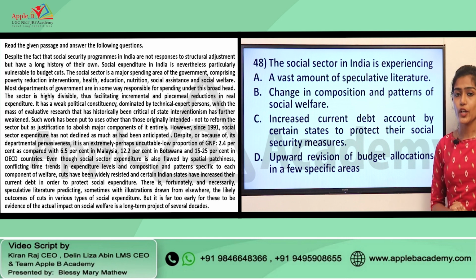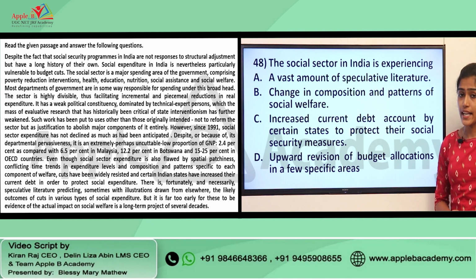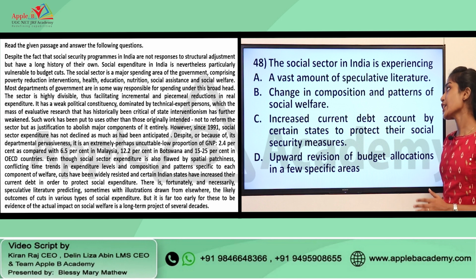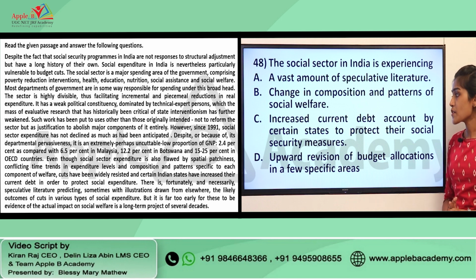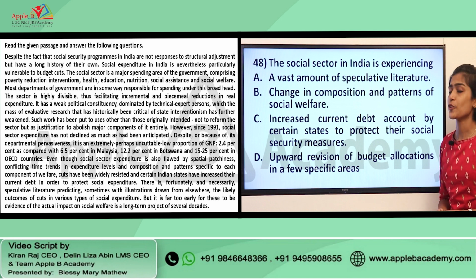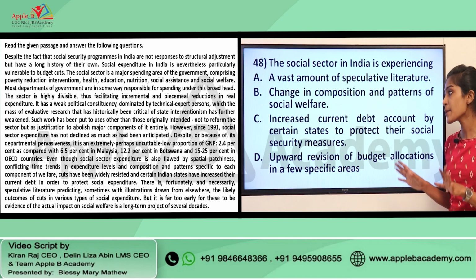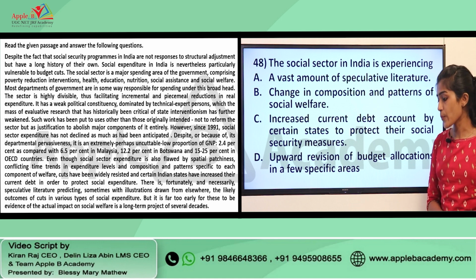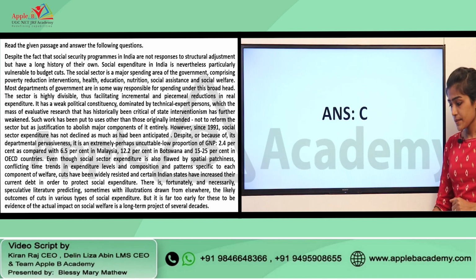Next question based on the comprehension passage: the social sector in India is experiencing, and the options are: a vast amount of speculative literature, change in composition and patterns of social welfare, increased current debt account by certain states to protect their social security measures, upward revision of budget allocations in a few specific areas. The right answer given in the provisional answer key is option C, increased current debt account by certain states to protect their social security measures.